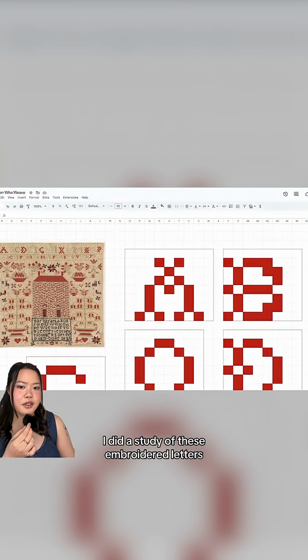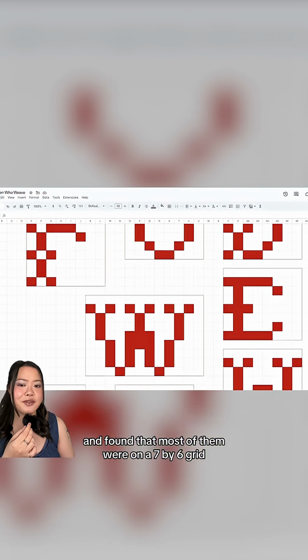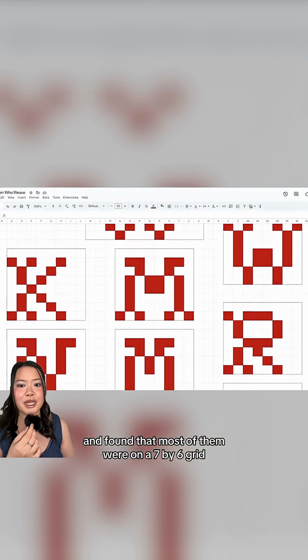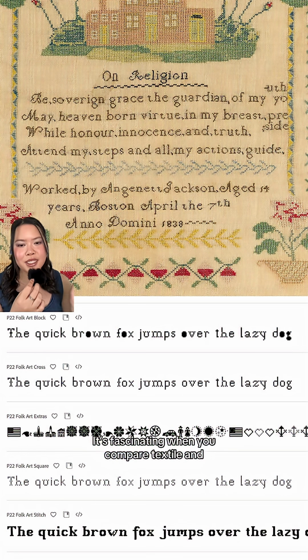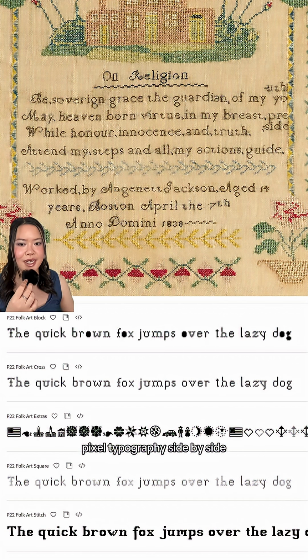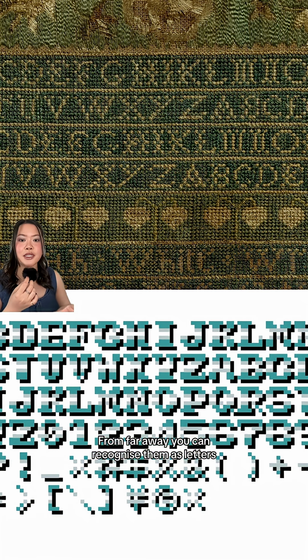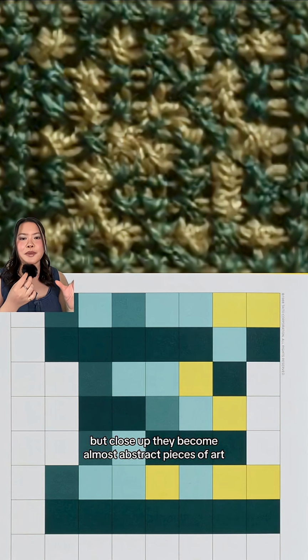I did a study of these embroidered letters in Google Sheets and found that most of them were on a 7x6 grid. It's fascinating when you compare textile and pixel typography side by side. From far away, you can recognize them as letters, but close up, they become almost abstract pieces of art.